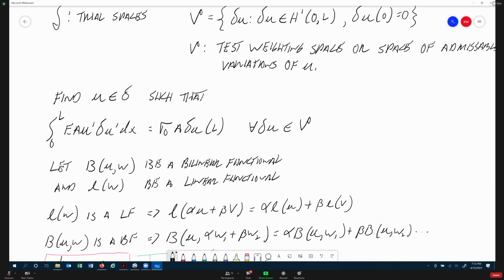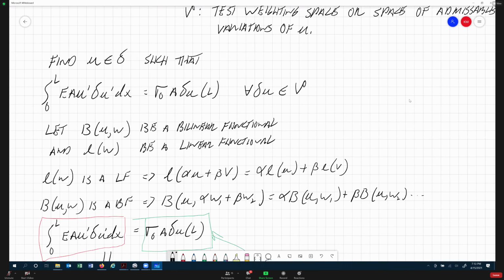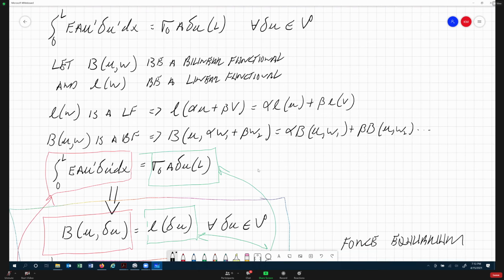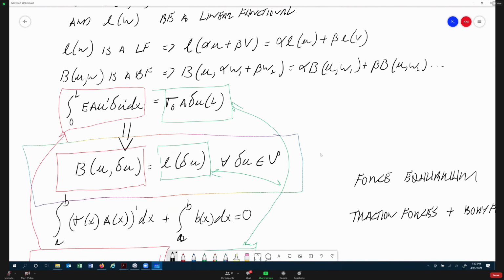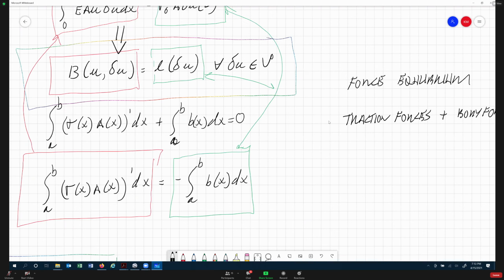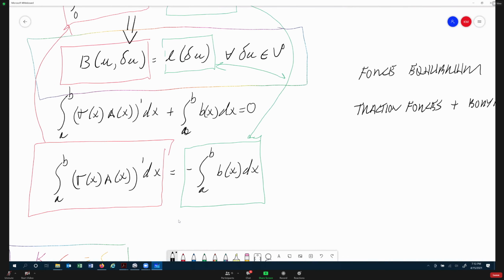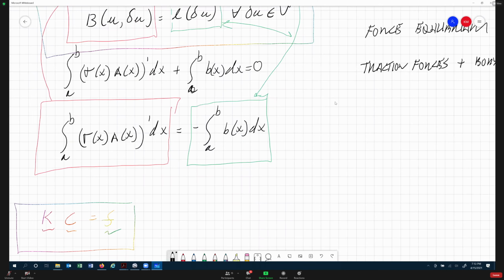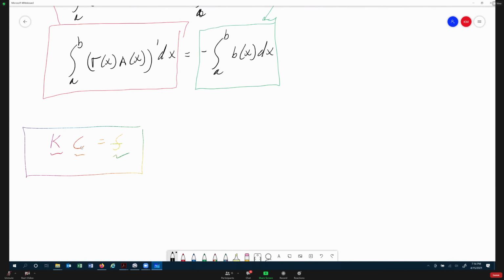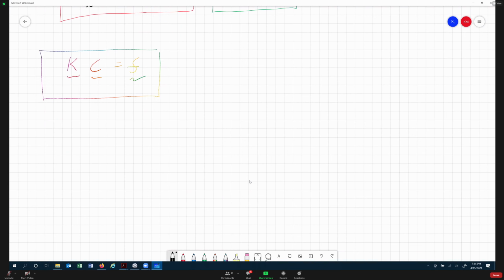We say that we're going to let this be U of W and L of W, a bilinear functional and a linear functional. We plug those in there, and it essentially leads to this force equilibrium equation where we have stuff based on tractions versus a body force that equal each other. And we end up with this Kc is equal to F.